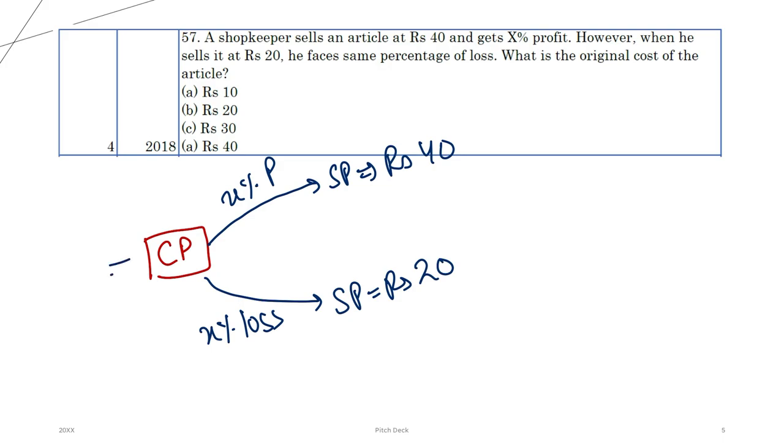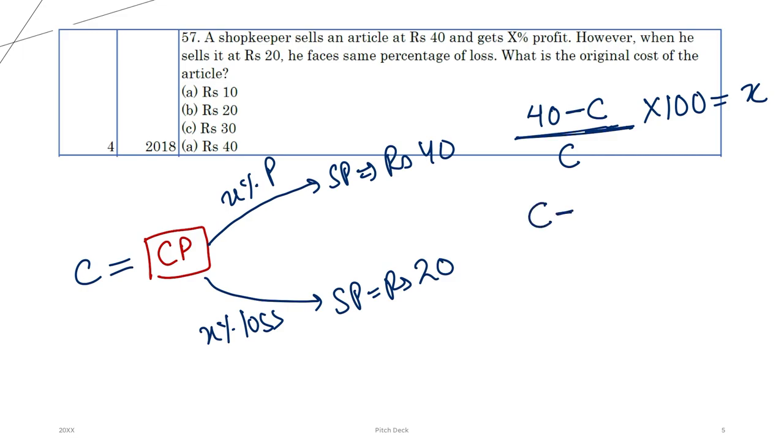So in the first case, how do you calculate profit percentage? Profit by cost price. What is the profit? 40 minus C divided by C. Why? Because profit is selling price minus cost price, divided by cost price, into 100, is equal to what? X. I hope this is clear. And when he is making a loss, it is cost price minus selling price, C minus 20 divided by C into 100, is how much? X. I hope this is clear.